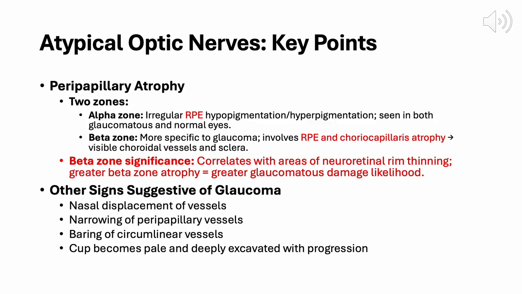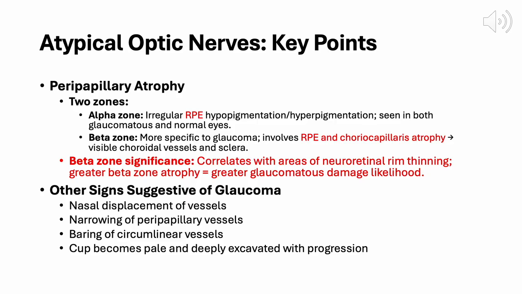The beta zone, however, is more specific to glaucoma. It involves atrophy of both the RPE and the underlying choriocapillaris, exposing choroidal vessels and sclera. The clinical importance of the beta zone lies in its correlation with areas of neuroretinal rim thinning. In general, the greater the beta zone atrophy, the higher the likelihood of glaucomatous damage.